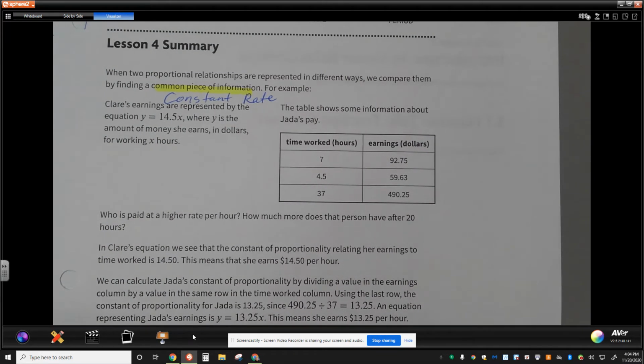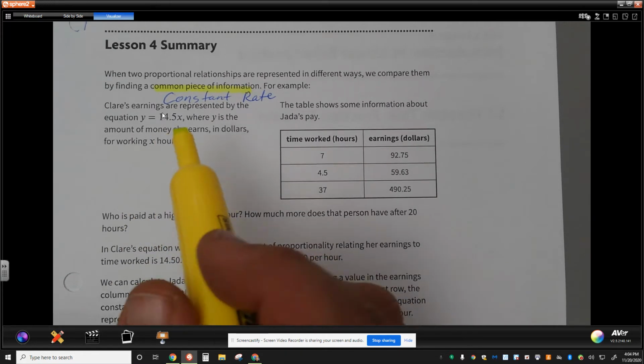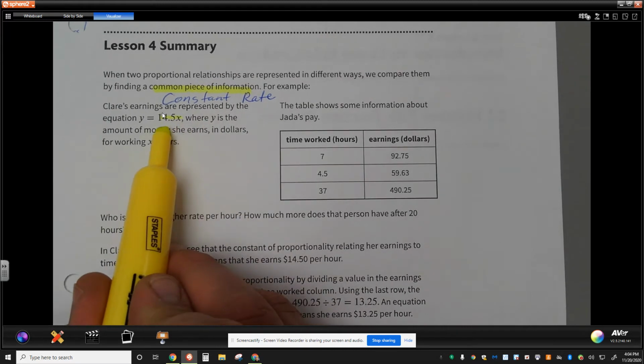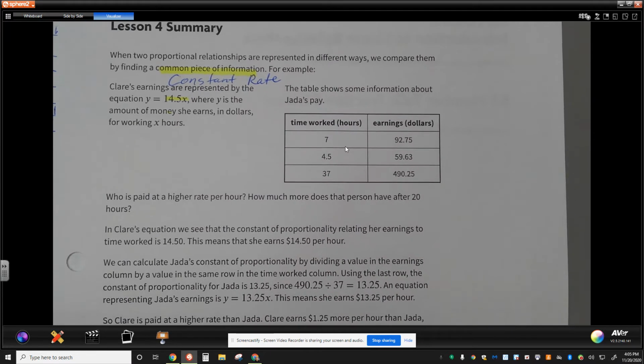In this case, when we're talking about two people earning money, we see Claire over here, her earnings are represented as y equals 14 and 5/10 x, where y is the amount of money that she earns in dollars for working any number of hours. We can look at this value right here of 14 and 5/10 x, and we can recognize that this is dollars per hour.